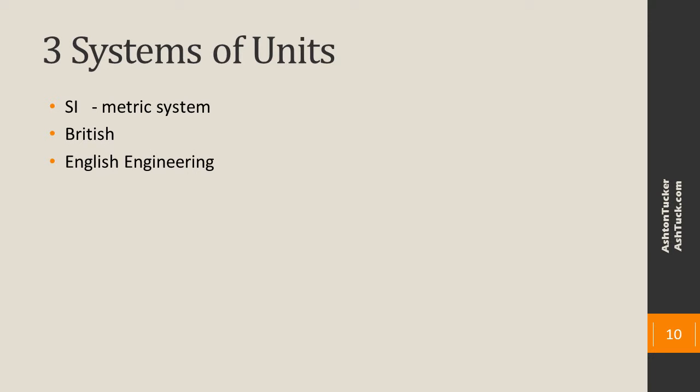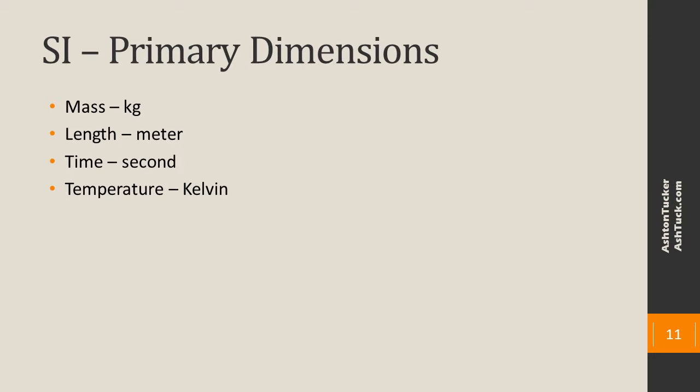Wait a minute, I thought the Brits were English. Well, they are. Kinda. The SI system uses mass, length, time, and temperature as primary dimensions. Mass is measured in kilograms, length is measured in meters, time in seconds, and temperature in Kelvin.